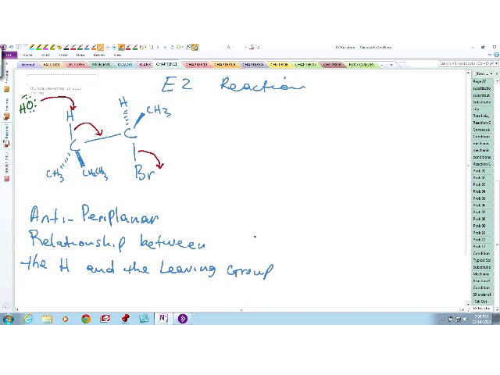Now, if you do not have that arrangement, the E2 reaction will not go. In other words, they are anti to each other. Okay? Periplanar means they are on the same plane.